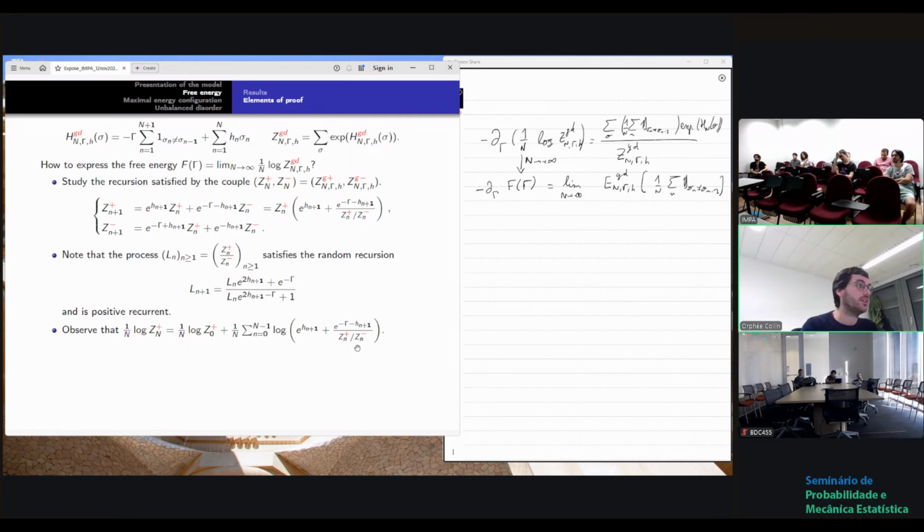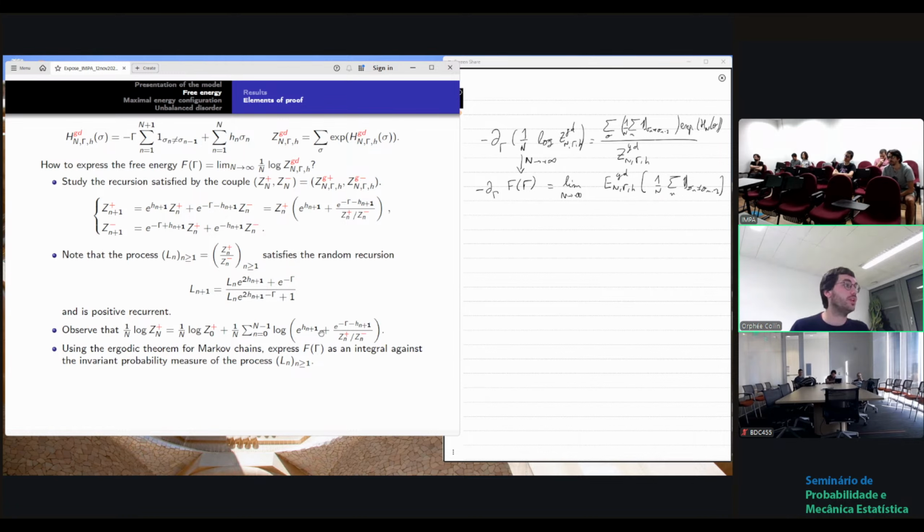Now divide by n, and you see that it's interesting to apply the ergodic theorem for this Markov chain ln. This gives an expression of the limit as an integral against the invariant probability measure of the process ln. I will not write it explicitly, but you take the expectation of this expression where h is taken under the disorder law, and this quantity here in the denominator is taken under the invariant probability measure.